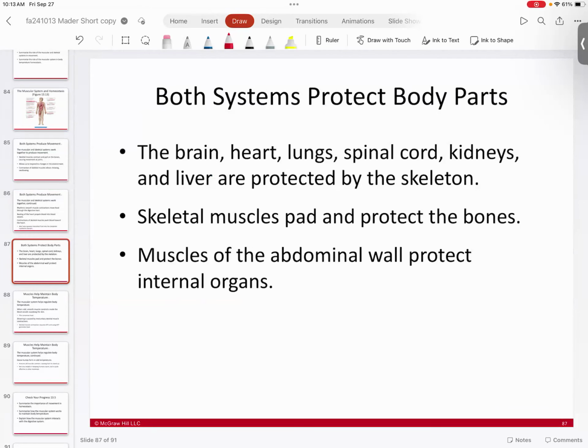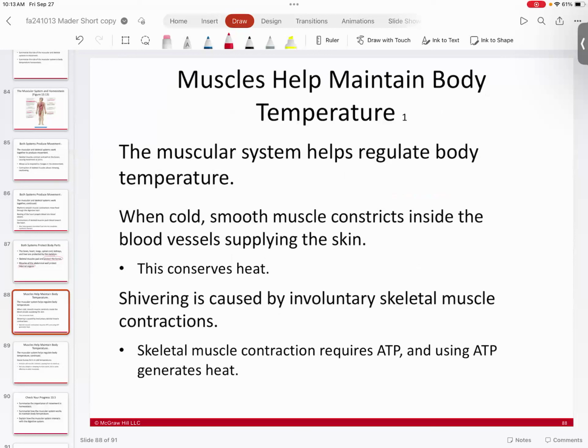And the brain, the heart, and the lungs are all protected by the skeleton, and the skeletal muscles will pad and protect the bones. A lot of times the muscles can also be protective by protecting your internal digestive organs. This is one of the reasons why in some books we lump the two systems together as musculoskeletal, and we study both the skeletal and muscle system together.